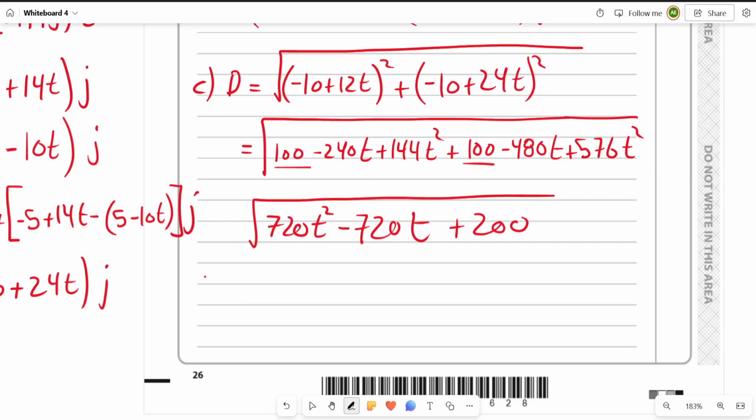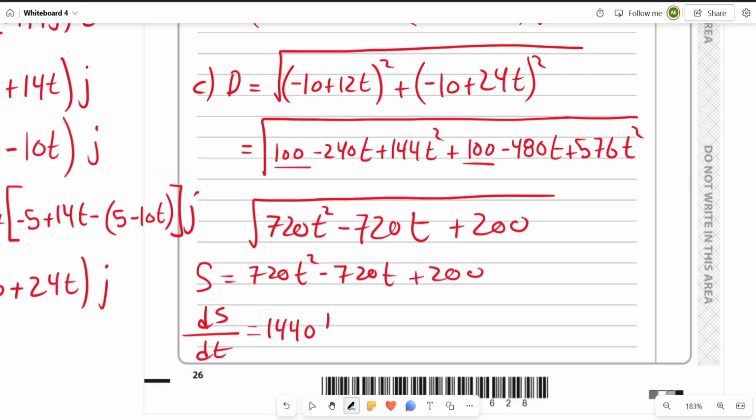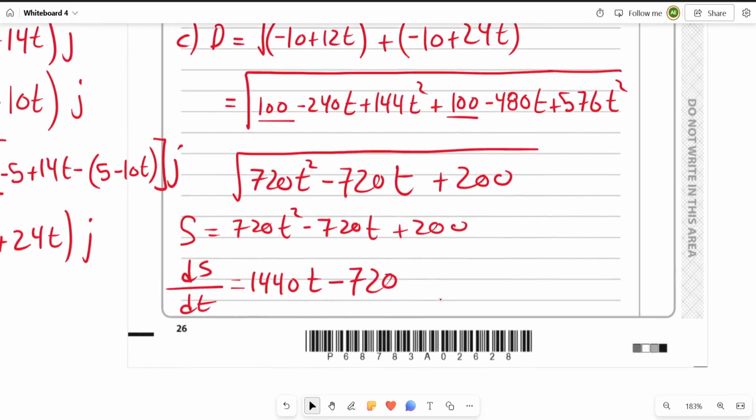Okay, so let's call what's under the square root, let's call it anything. Let's call it big S. Let's call it 720t squared minus 720t plus 200. And let's get the differentiation, dS by dt. That is going to be 720 times 2, because it's power times coefficient, which is 1440, and then reduce the power by 1. Negative 720t, the differentiation of that is going to be minus 720, and then 200 becomes 0. Now I got the differentiation.